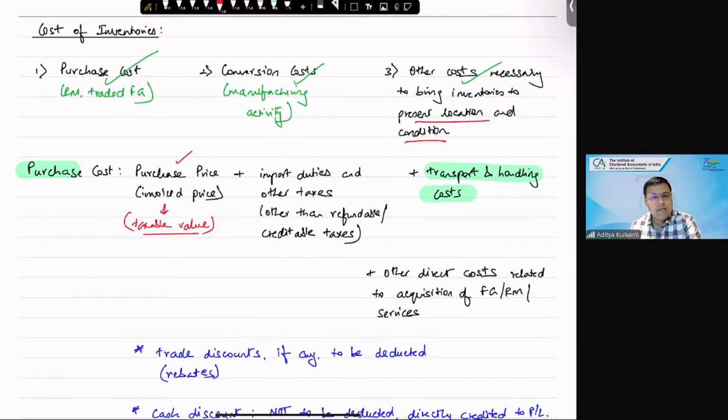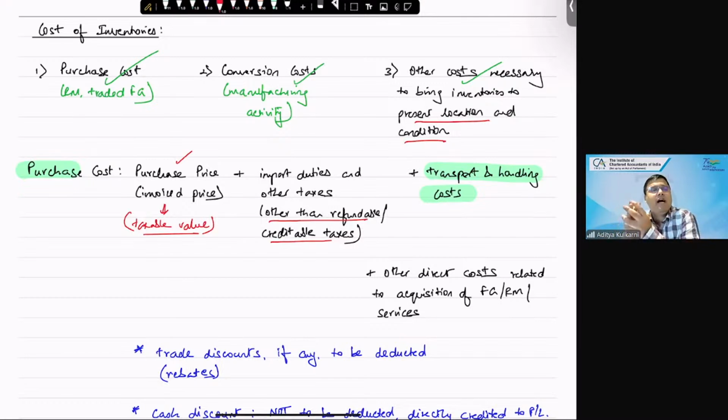So purchase price plus import duties and other taxes. Customs duty is not a creditable duty. I hope you are aware of that. Customs duty is not creditable. You do not get a refund of it on the imports. So customs duty will be part of the cost, and other taxes other than refundable or creditable taxes. In respect of many of your purchases, we are able to avail input tax credit of GST. You would be aware of that.